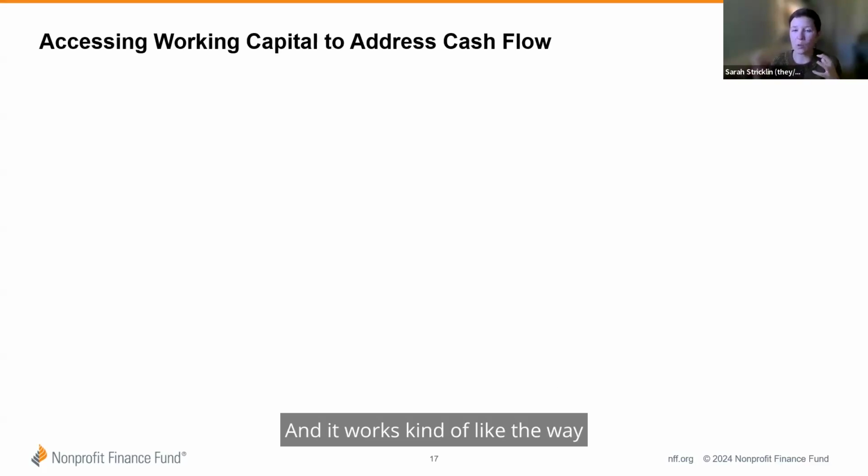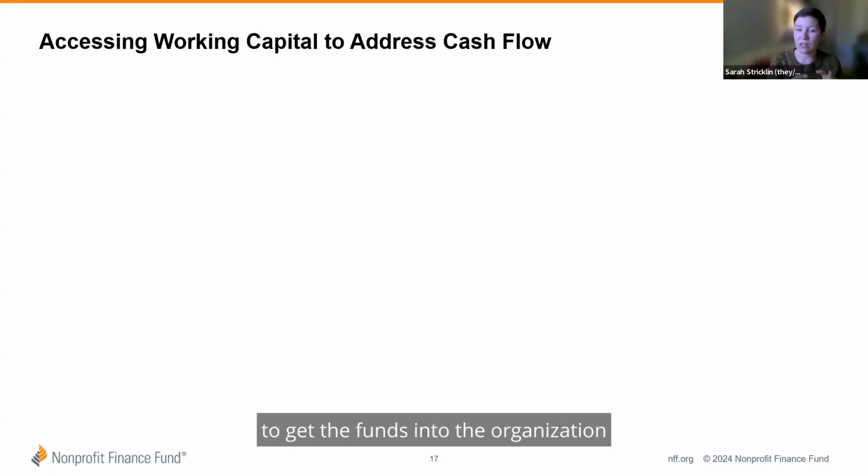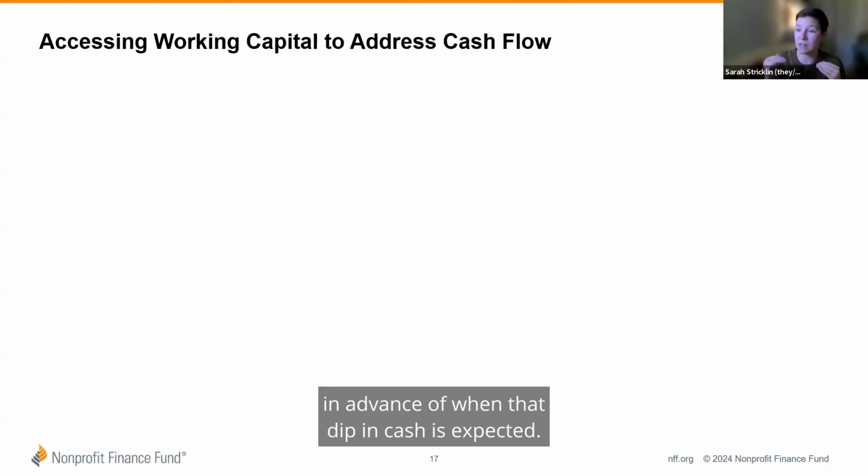And it works kind of like the way an upfront investment into a startup does. A startup has expenses that come in advance of its income, and investors know that, so they give working capital to get the funds into the organization in advance of when that dip in cash is expected.